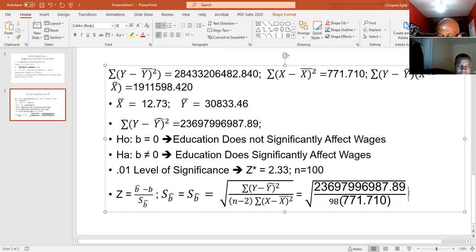So can somebody help us with that calculation? Professor, yes, sir. Am I making a mistake? Okay, is x minus x? I found that. That's a summation of x minus x bar squared, right? Which is right here. All right, I do it now. And then n minus 2, which is 98. And so what is that calculation?